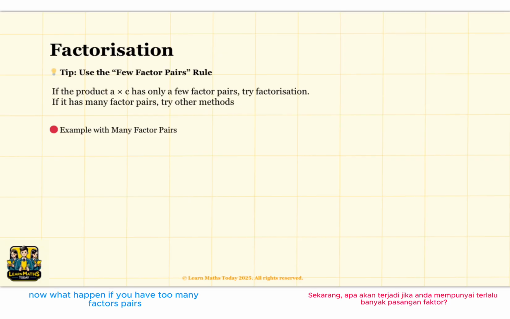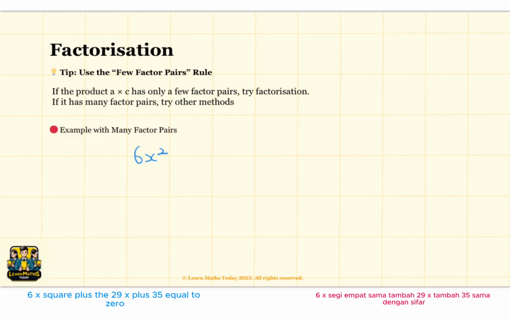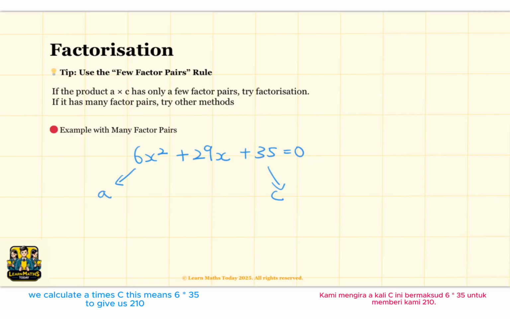Now, what happens if you have too many factor pairs? For example, we have this equation, 6x squared plus 29x plus 35 equals 0. At first glance, you might think maybe we should try factorization, but let's check the rule. We calculate a times c, that means 6 times 35 to give us 210. Well, this is already a much bigger number than our previous example. And let's try to find the factor pairs of 210.